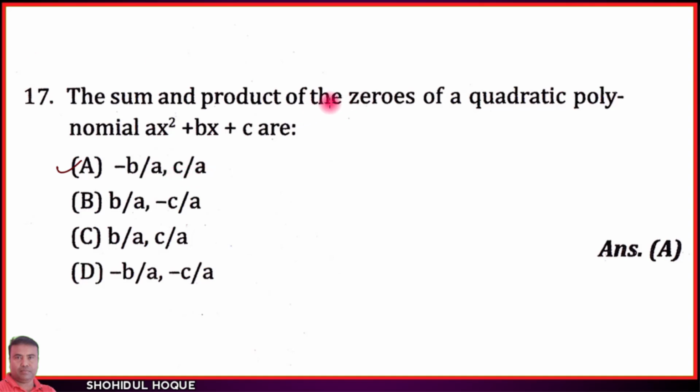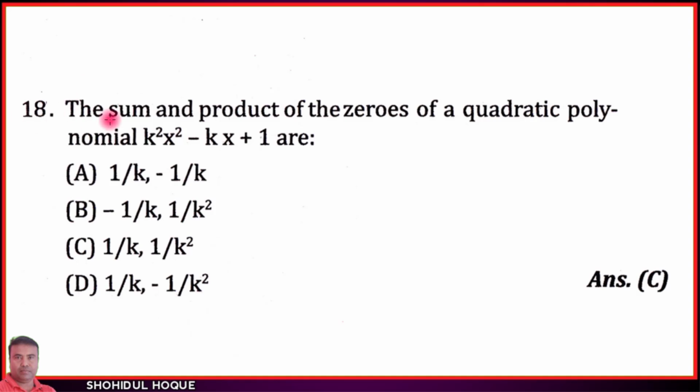So let's understand this concept. First of all, two formulas are there. These options are given as formulas. The first formula is for the sum of the zeros, the second is the product of the zeros. This is the standard form of the quadratic polynomial, and in it the sum of the zeros is always minus b by a. Remember, this is the formula for the sum of the zeros, and the product of the zeros is c by a.